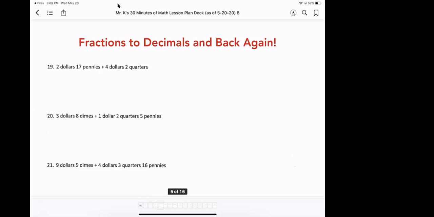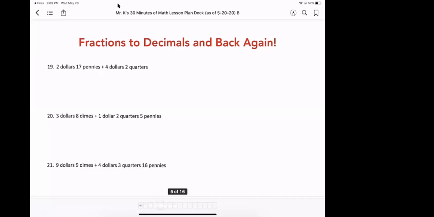5 pennies would be 0.05. And again, we could do it either as fractions or as decimals. If I did fractions, I would turn my fractional amount, my fourths and my tenths, into hundredths. Or I can add it up via decimals. And let's just go ahead and do the fractional way.